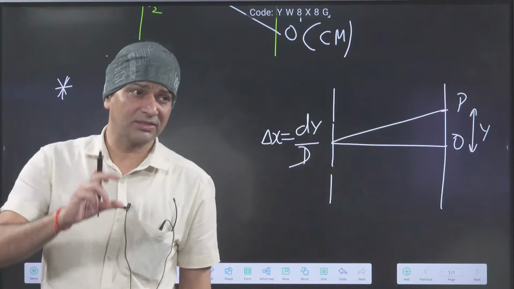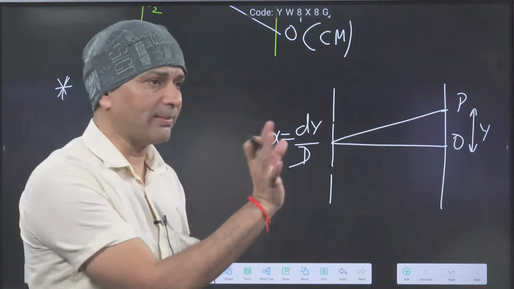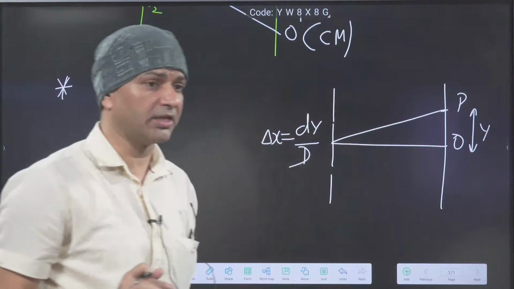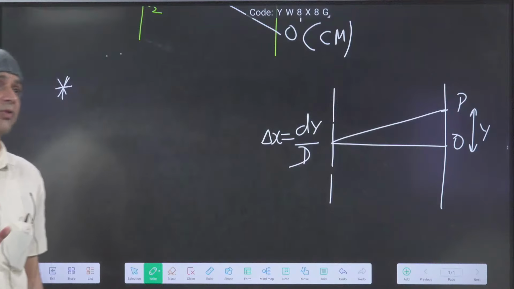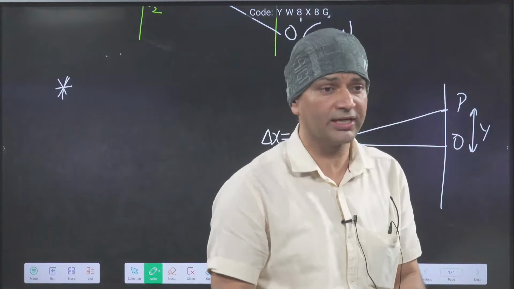Now same point means point P. So y is same. The setup I am not disturbing, which means small d and capital D are the same. It means the path difference will be the same. So when they use the words same point, it means we have to take the path difference the same.